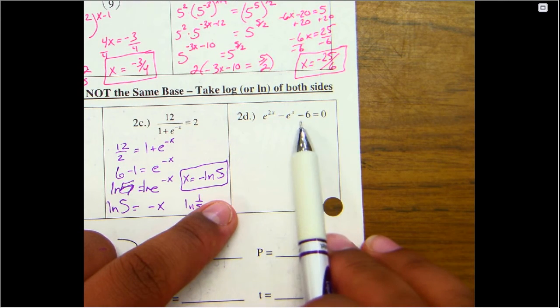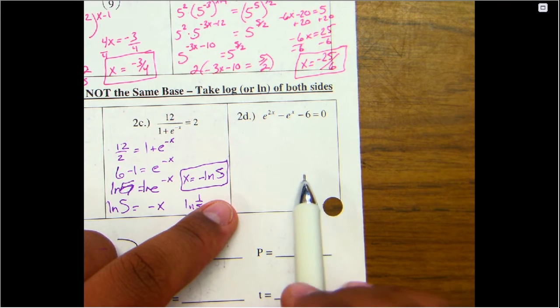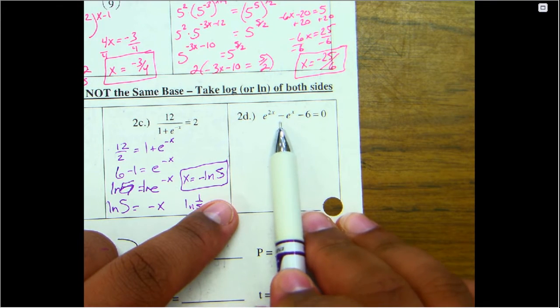All right, this one. What does this look like? A quadratic. It looks like a quadratic. Factor it as a quadratic. What are the factors of -6 that add up to -1?